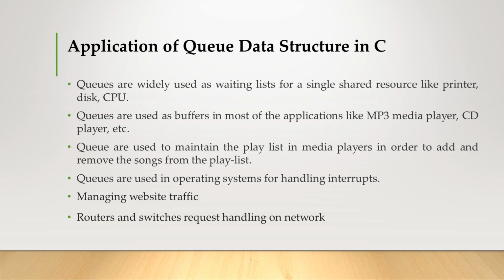In our operating system there will be a ready queue. Whatever processes are there will arrive first at the ready queue, then be assigned to the processor for processing. Similarly, another application is managing website traffic. This is also implemented based on the queue data structure itself, and in our network, in routers and switches, it is used for request handling. So these are all different applications of the queue data structure in C.